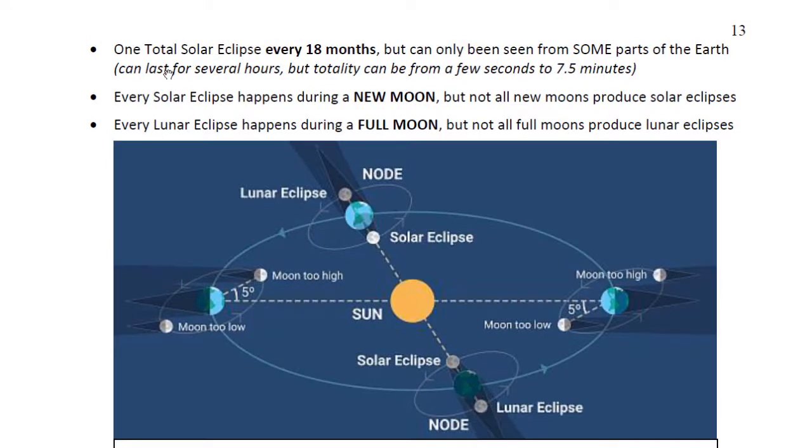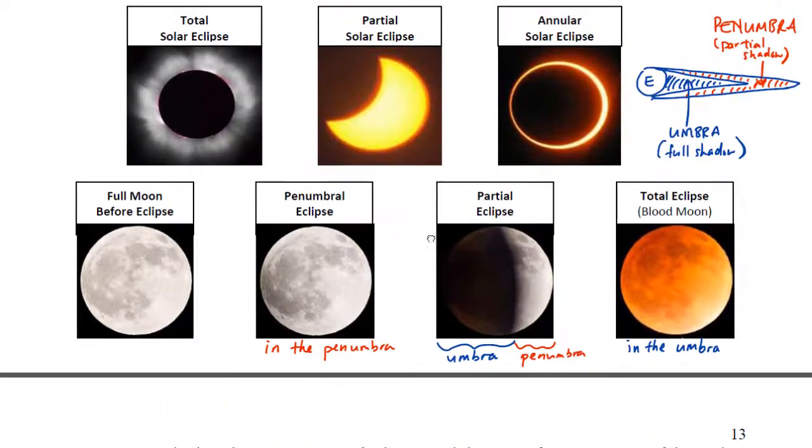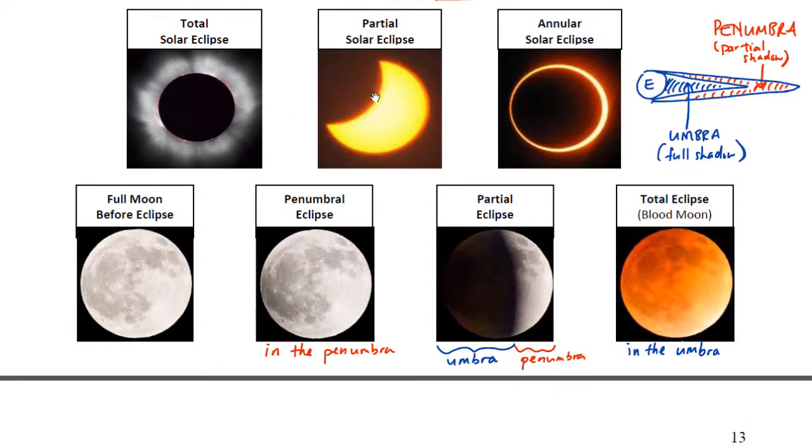There is actually one total solar eclipse about every year and a half, every 18 months. But because of the way that the Earth is spinning and the different locations that we are in the different seasons around the sun, we're not always able to see it. Only some parts of the Earth can see it. Sometimes, depending on exactly where you are, what location you are at, you can have it last for several hours. But sometimes it's only a few seconds that it's completely dark. Totality means completely blocked.